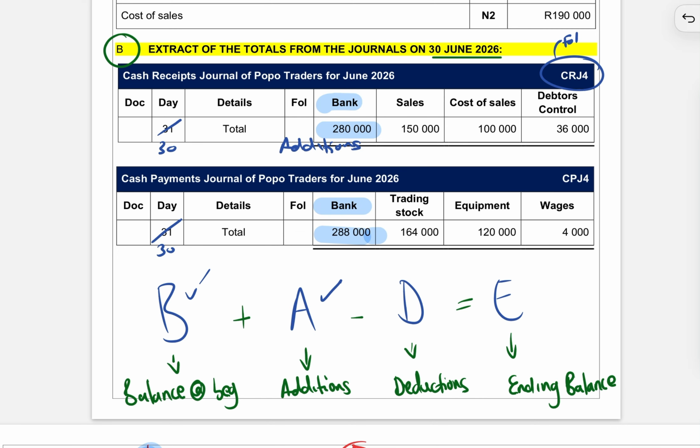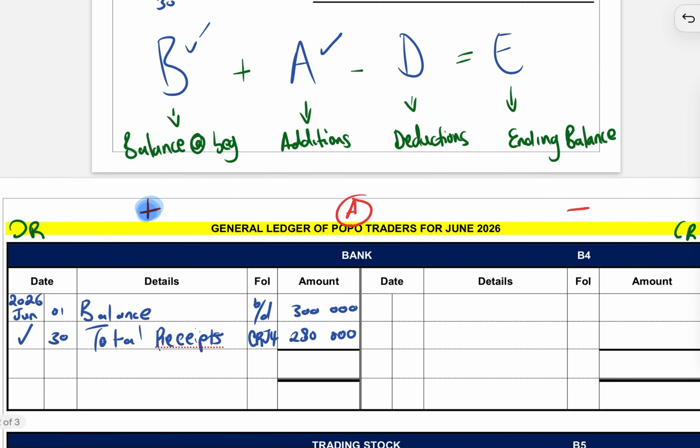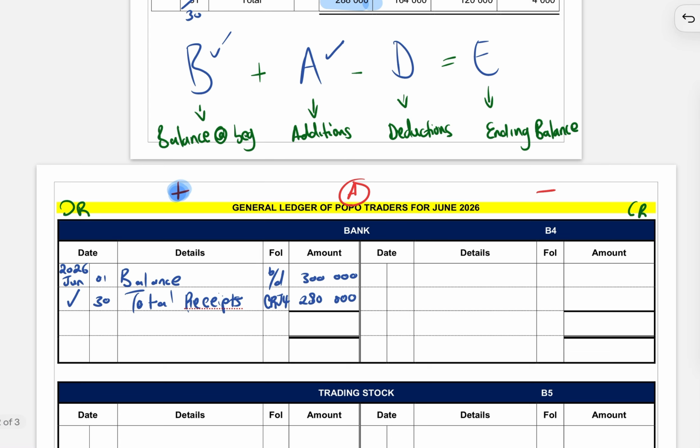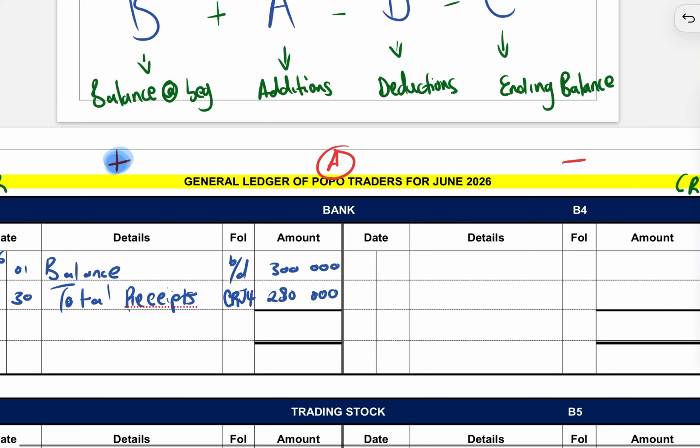So we are going to take this information and update our bank account with it. Since this cash is moving out of the business, on which side are we going to record it? Yes, on the credit side, because that 288,000 is decreasing our bank account. So you start with the date, year 2026 June, because you are taking a total, the 30th, details, total payments.